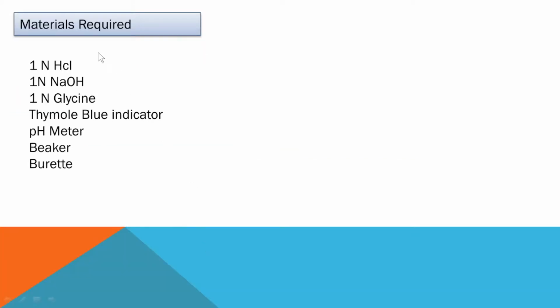Okay, so next we need to understand what are the materials required. Here we have taken one normal HCl, one normal NaOH solution, then one normal glycine. How to prepare a particular normality solution, that I already explained in one other video. Its description I will give at the end of this video. And the thymol blue indicator, pH meter we need, beaker and burette. Okay, let's start the practical.